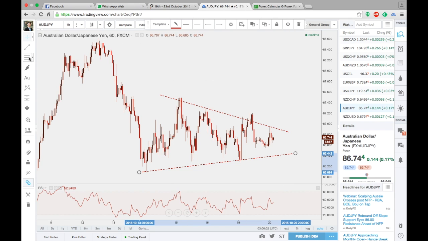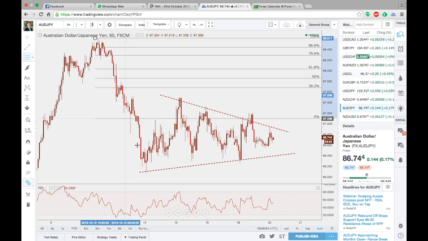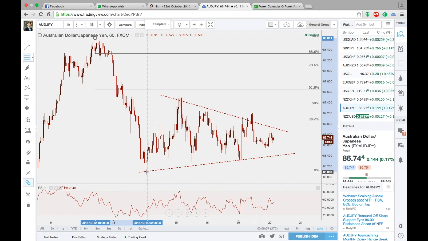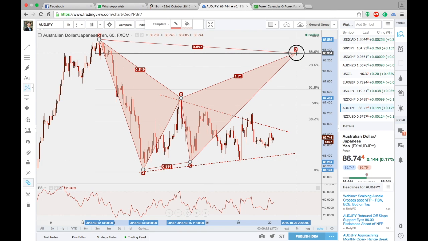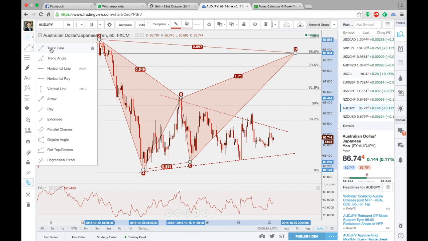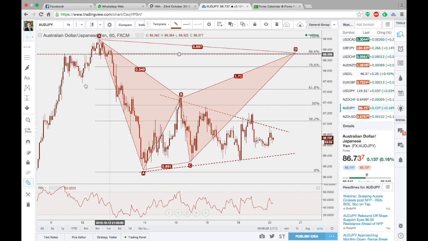Very easily, let's draw in the Fibonacci tool from the recent high to the recent low. What you see is that price comes in, retraces towards the 50% retracement level, and this gives us a potential bad pattern. This bad pattern completes around the 88.6 level. I can use this level, and then I'll just drop a horizontal line over here.